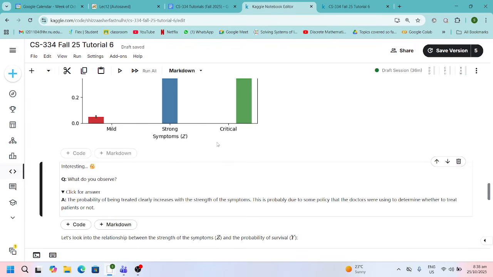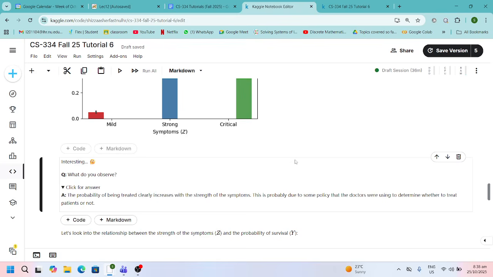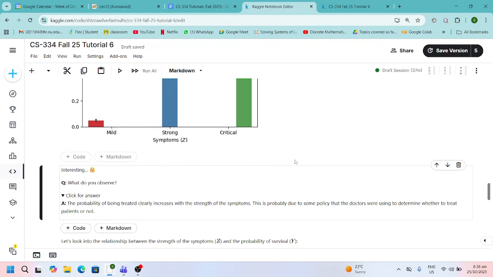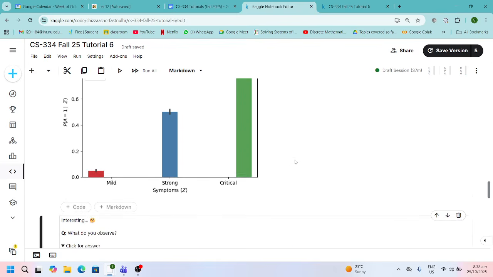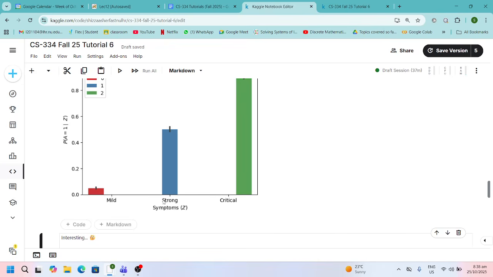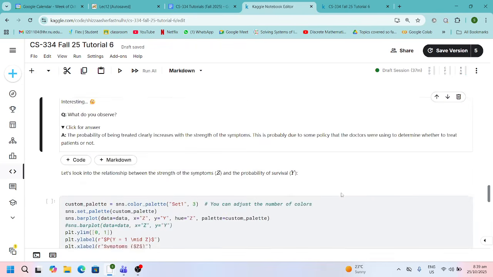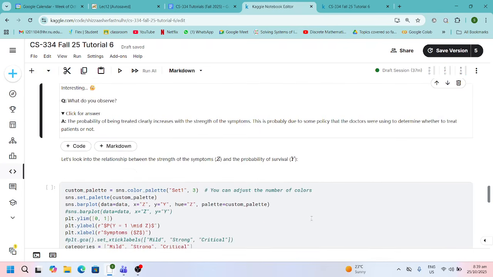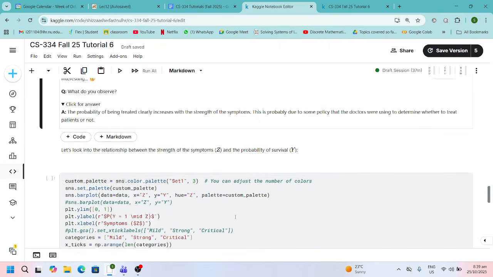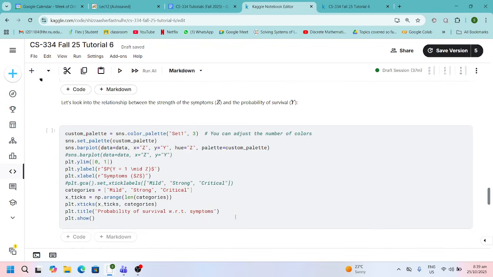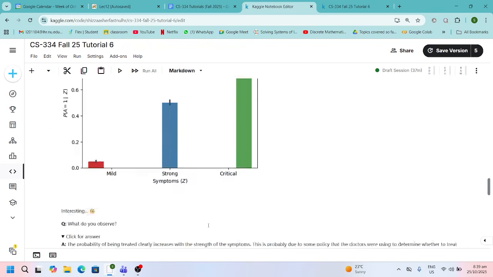So what do we observe over here? The probability of being treated clearly increases with the strength of the symptoms. That's probably because of some policy that the government had introduced कि अगर आपके symptoms एक certain amount से ज़्यादा strong हैं तो they will want to treat the patient for it. So let's look into the relationship between the strength of these symptoms and the probability of survival now.